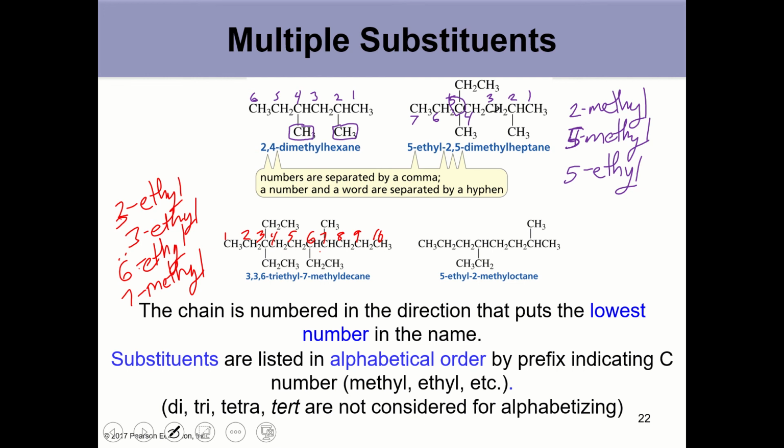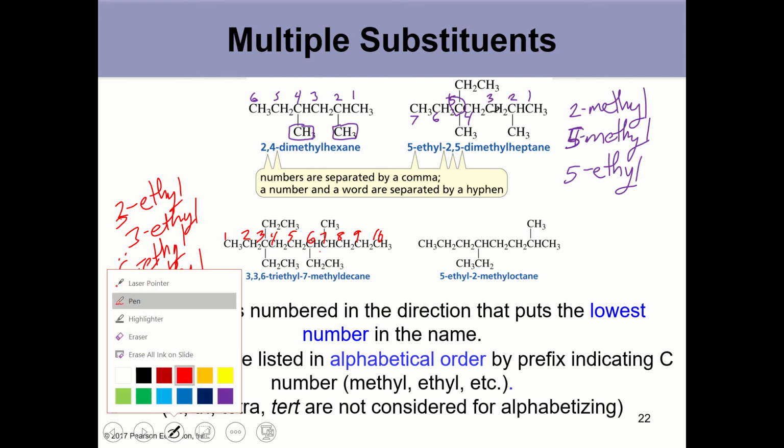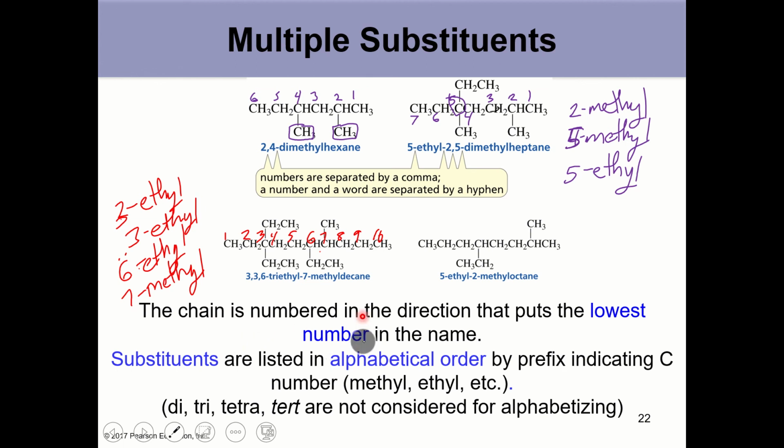Okay, so please notice our notes at the bottom. The chain is numbered in the direction that puts the lowest number in the name first. So from the side of the chain that gives us the first branch point first. And then the substituents are listed in alphabetical order according to the prefix that indicates the carbon number in the branch. So according to methyl, ethyl, propyl, butyl, pentyl, etc., they're listed in alphabetical order.